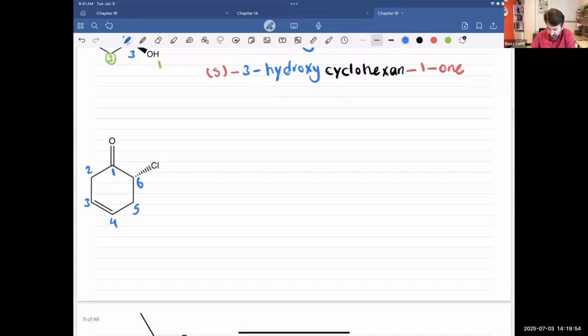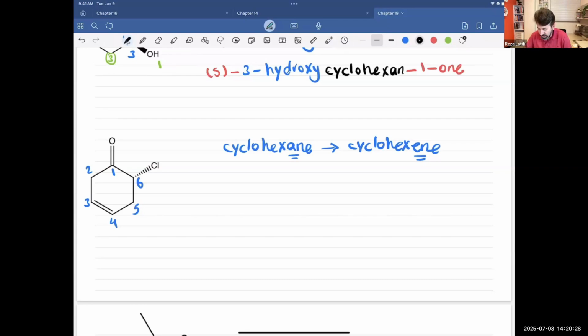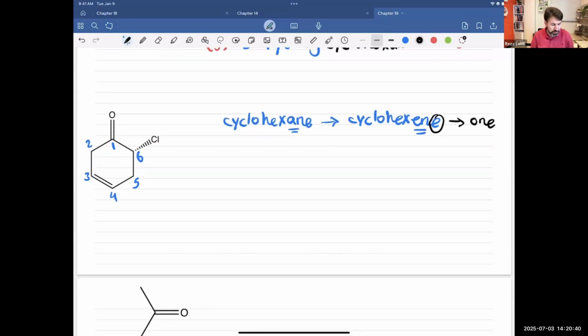Okay. What do I have? I have cyclohexane. Because it has a double bond, I'm going to get rid of the A and replace it by E, cyclohexene. Okay. A is gone. I replace it by E to say that I have a double bond. And because we have carbonyl, we're going to replace the last E that we have by one, and that's going to fix that problem. But we need to show the position of each substituent, or each functional group technically. I have a chlorine sitting on carbon number 6, so I say 6-chloro.